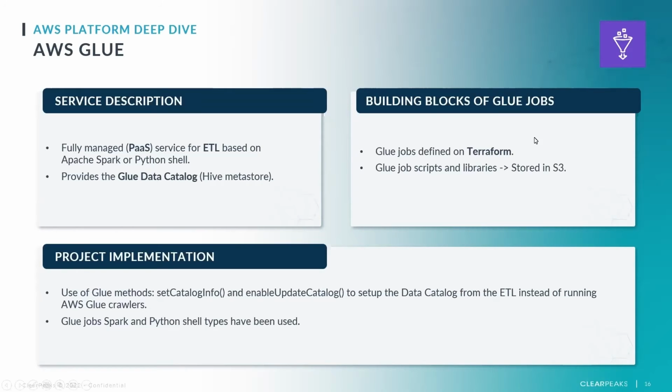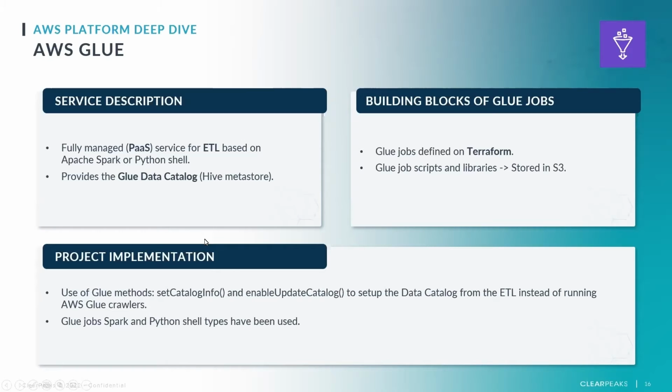The building blocks of Glue might look similar to the ones of Airflow. You have Terraform that creates the Glue job, and then you have the Glue job scripts and the libraries that are stored in S3 and are referenced by these Glue jobs. The difference here is that each Glue job is defined in Terraform. Our platform has around 40 Glue jobs. That means that every time you need to create a new Glue job, the cloud engineer needs to be involved to define it in Terraform as well.